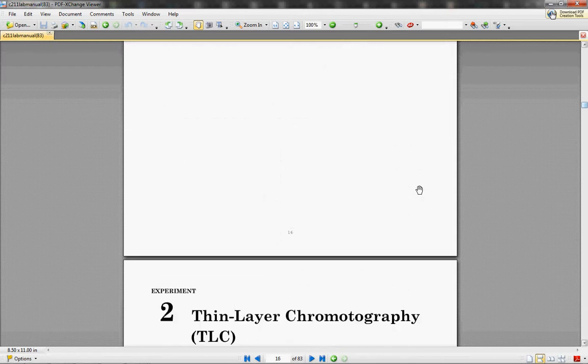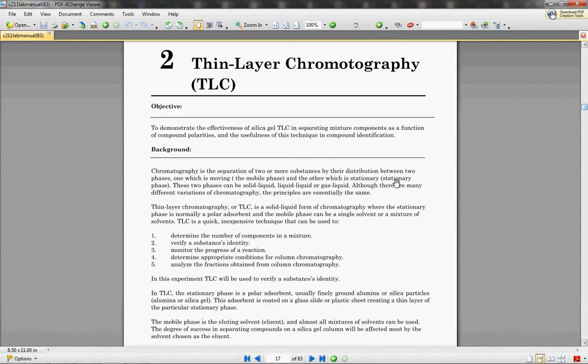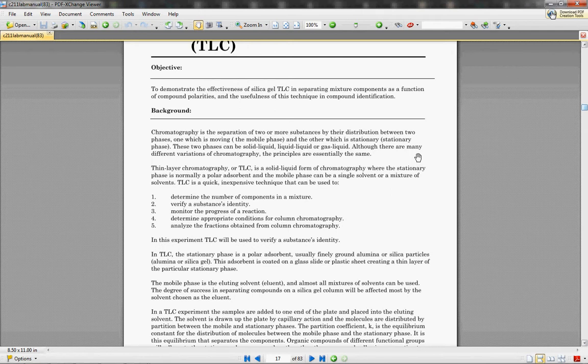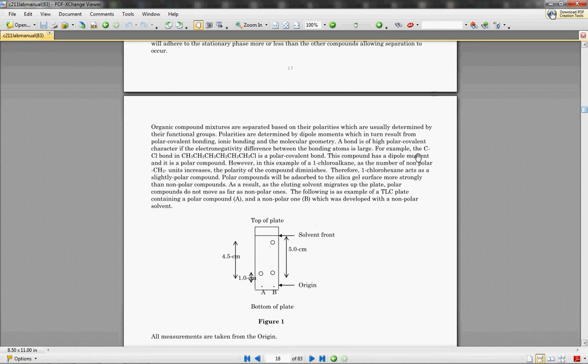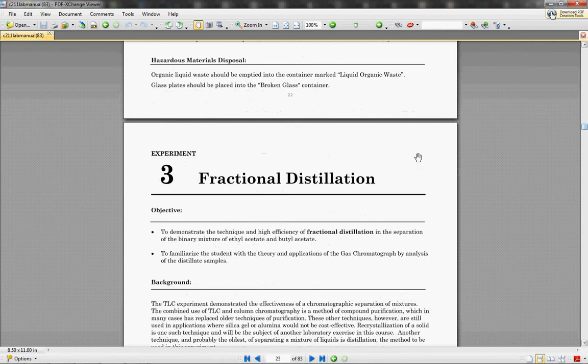And the thing to take away from the TLC, I think you should really understand that procedure. Essentially, how the movement of your substance depends on whether it's polar and whether your solvent is polar. That's basically it, though. Just make sure to review that briefly.